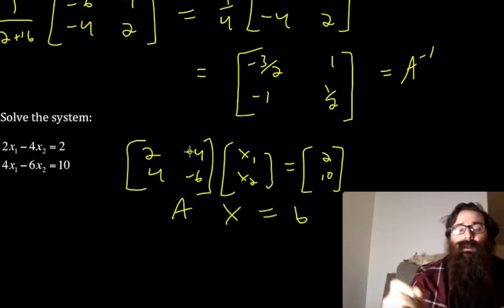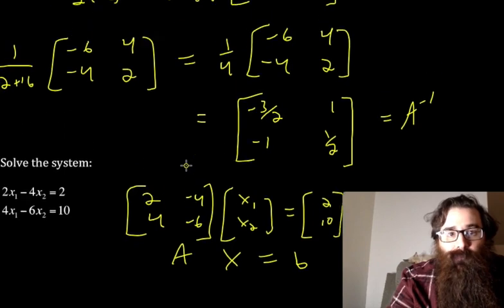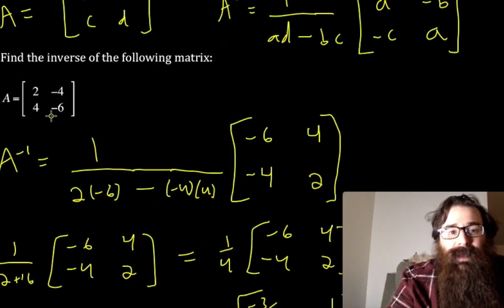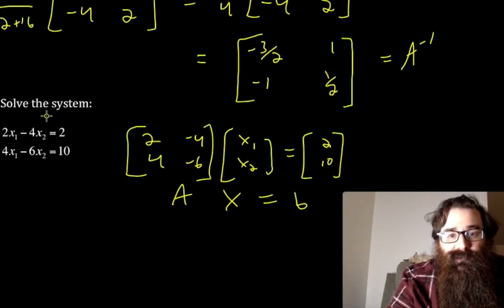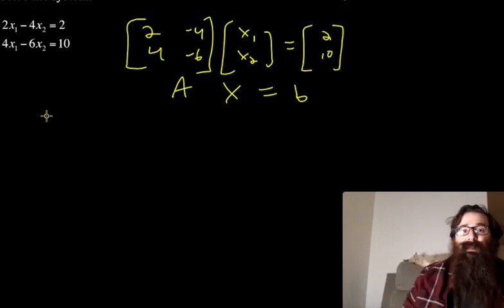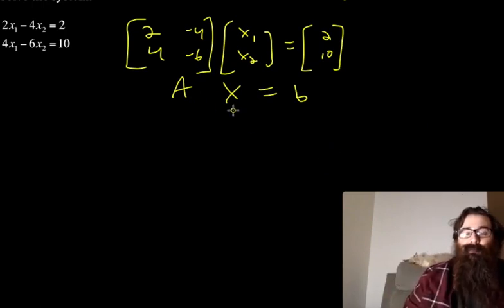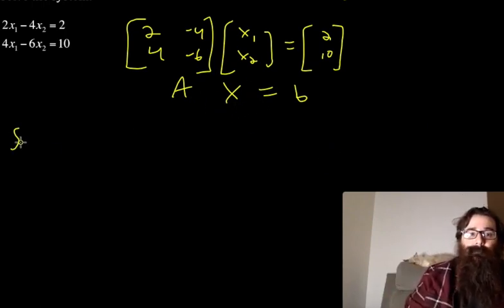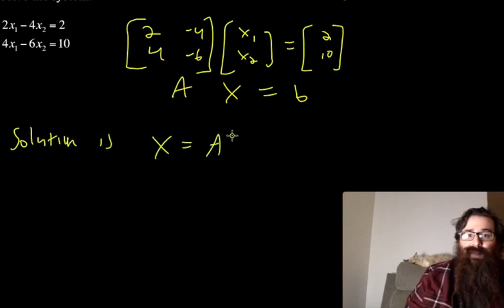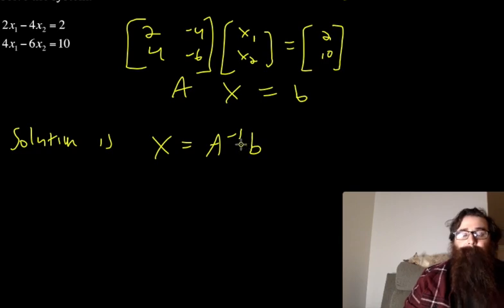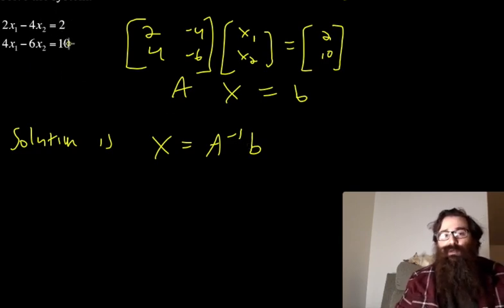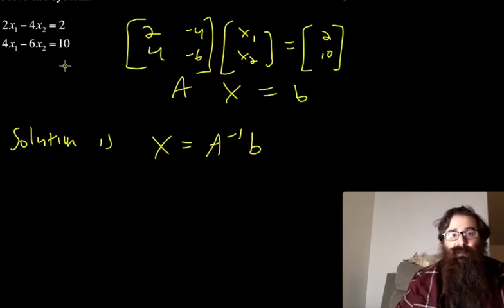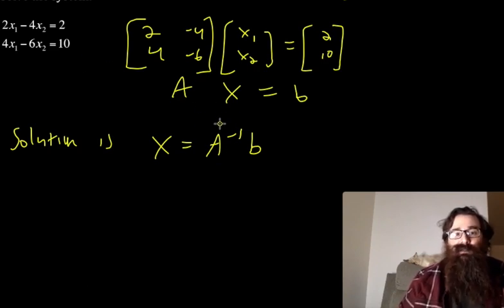But what do you notice about matrix A here? That's 2, -4, 4, -6. That is the same matrix that we just found the inverse to. And if you remember from the very beginning, we said since A is invertible, there should be a unique solution. So the solution is x equals A inverse times b. Now, I can solve the system like we've been doing already. I can row reduce and stuff like that. But the idea in this section is now I can use the inverse that I just found.